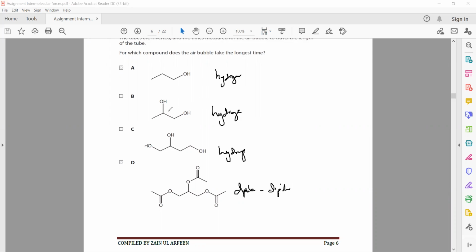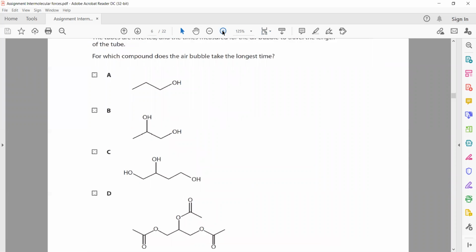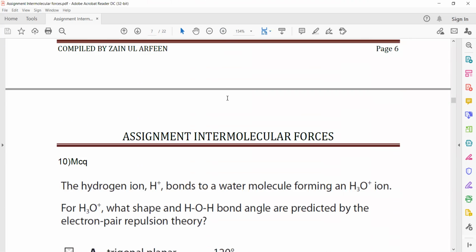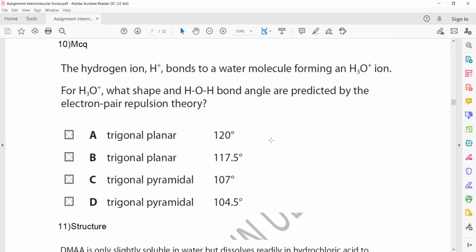But which one will have the greatest number of hydrogen bonds? So C. Why? Because with more hydrogen bonds, the air bubble finds it difficult to move through the structure, as it needs more energy to overcome the force of attraction between the molecules. Question 10.